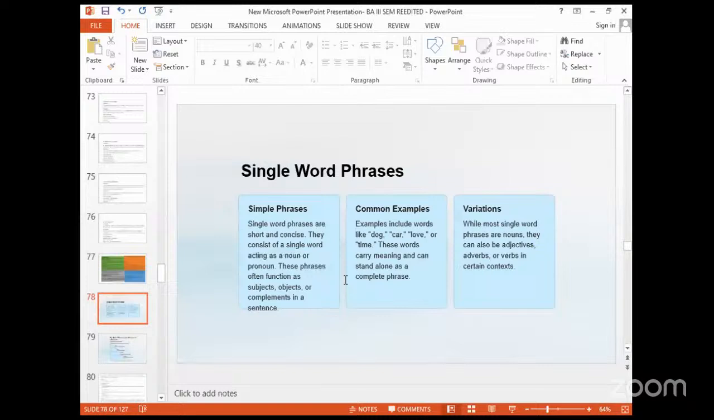So sometimes, as I told you, there are single word phrases too. They are short and concise. They consist of a single word acting as a noun or a pronoun. These phrases often function as subjects, objects, or complements in a sentence. Now, for example, words like dog, car, love, or time carry meanings and can stand alone as a complete phrase. While most single word phrases are nouns, they can also be adjectives, adverbs, or verbs in certain ways.